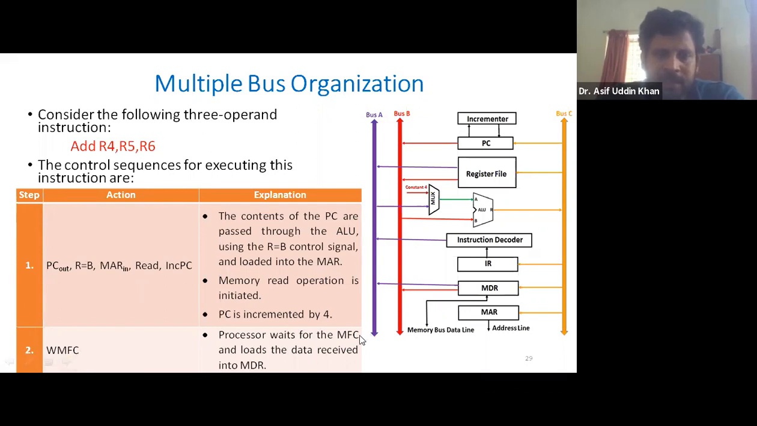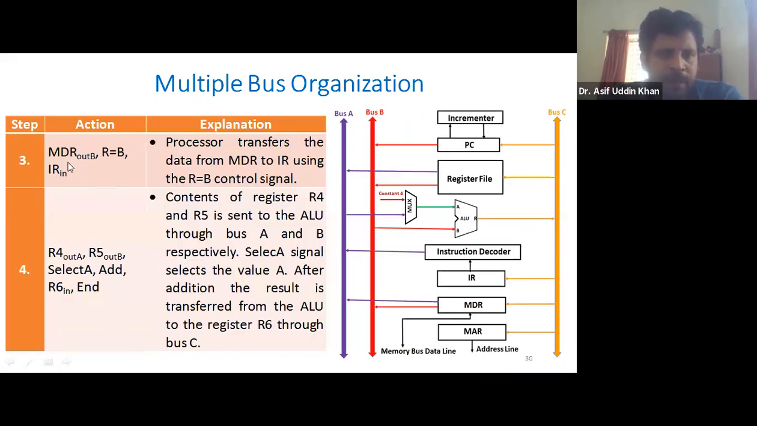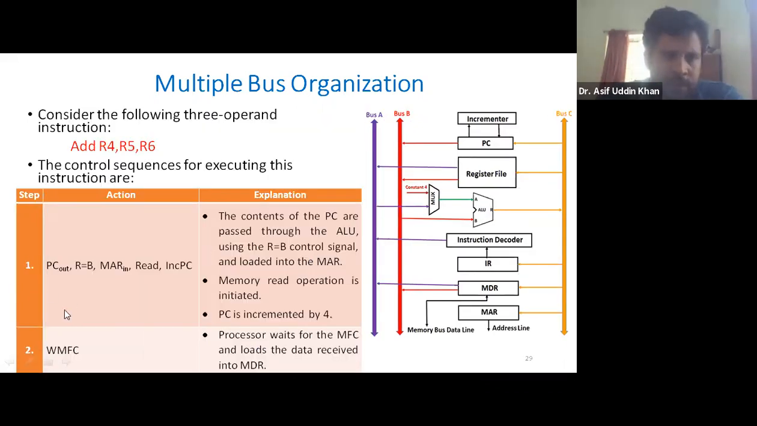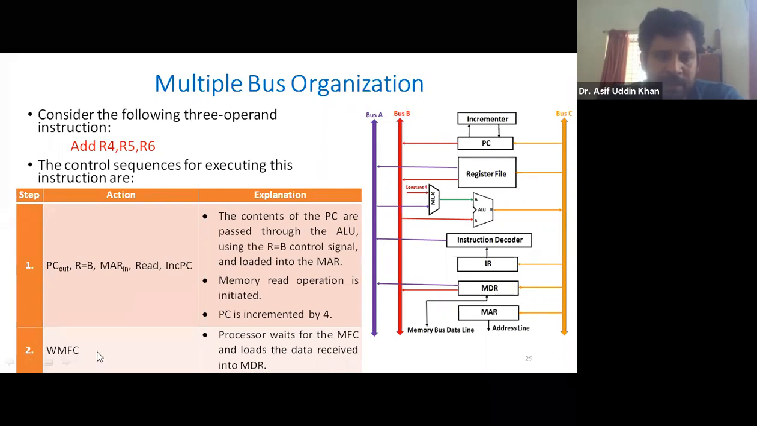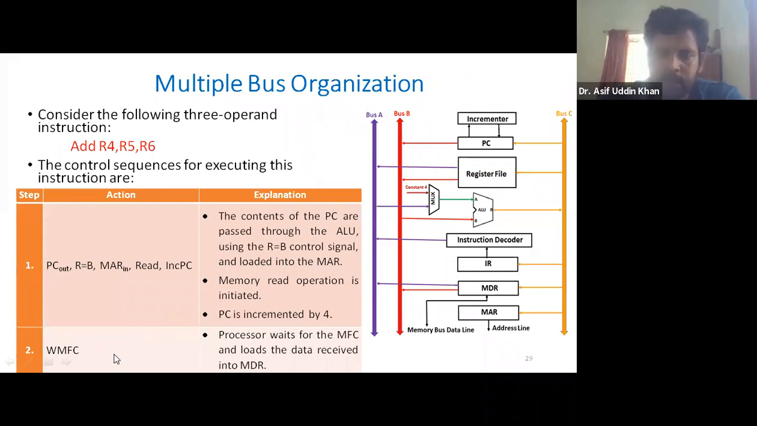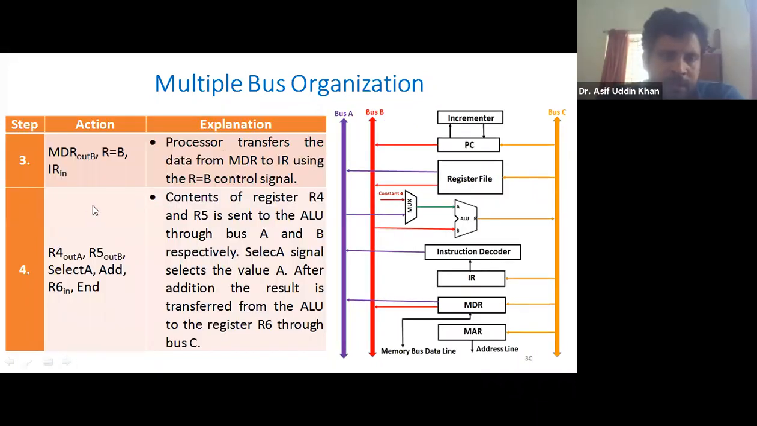After it receives this MFC signal, only then will data come to the MDR from the memory. So you see MDR out. The processor receives the MFC signal. After it receives the MFC signal, that means this instruction is present in the MDR. So you have to transfer the instruction from the MDR to the bus. MDR is connected to which bus? It is connected to bus A, and bus B also.